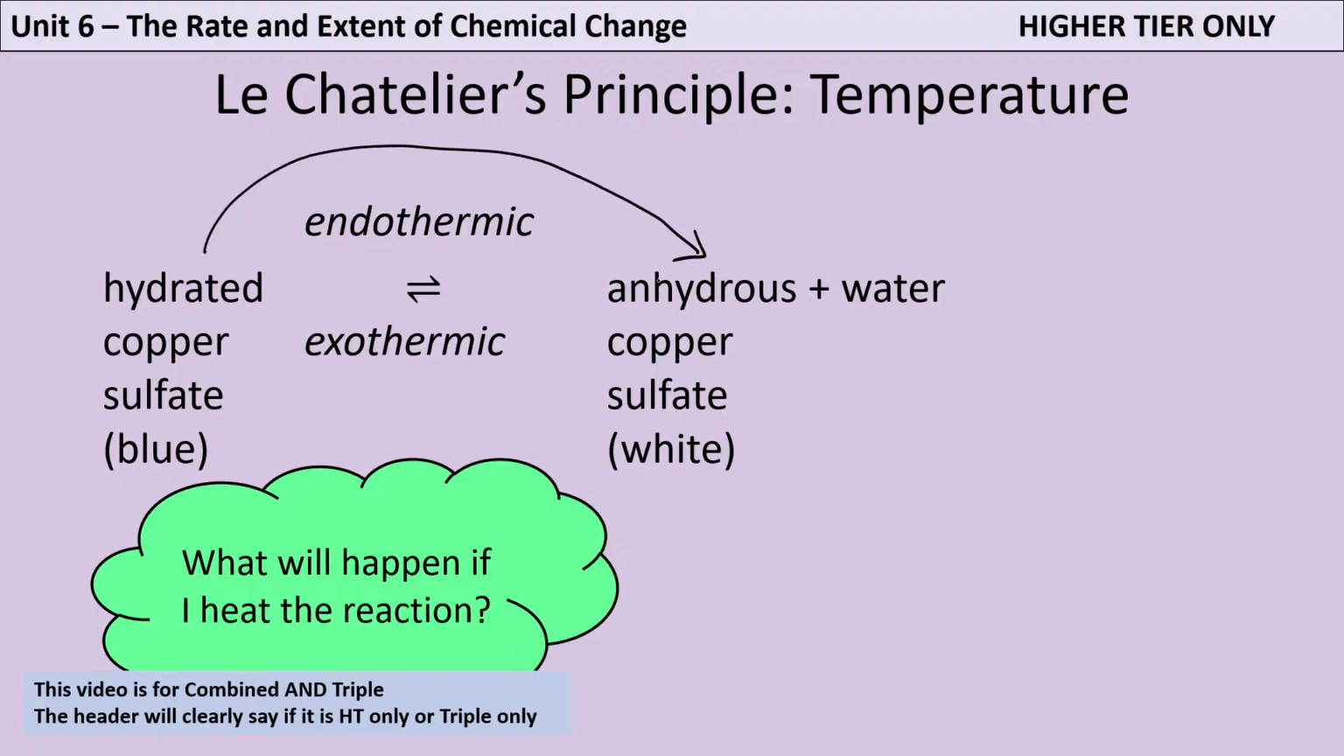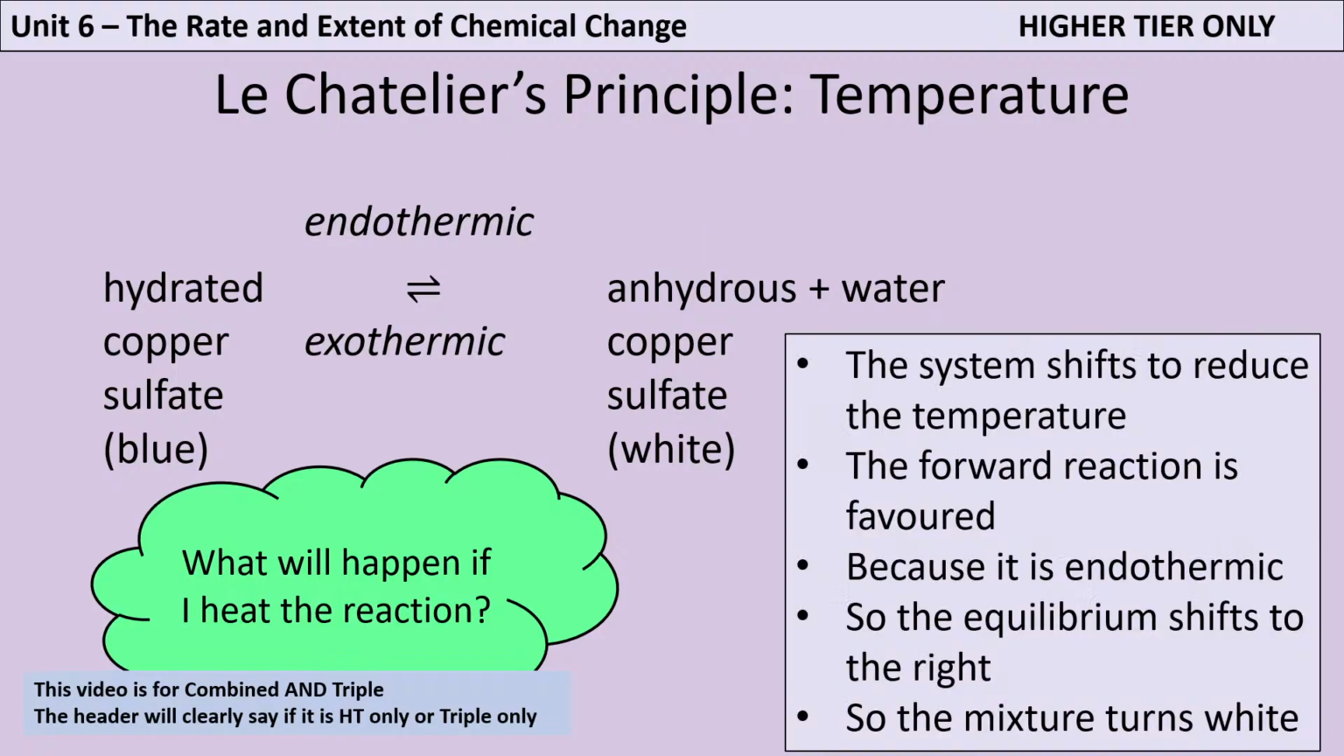But the reason this is a little bit harder is that very often they are not going to tell you both bits here. So very often what they'll do is not tell you that. They'll just tell you the reverse reaction is exothermic. So then you need to not just look for the endothermic reaction, but also know that if the reverse reaction is exothermic, the forward reaction is going to be endothermic. So we'd say that the system shifts to reduce the temperature, so the forward reaction is favoured because it's endothermic, so the equilibrium shifts to the right, so the mixture turns white.